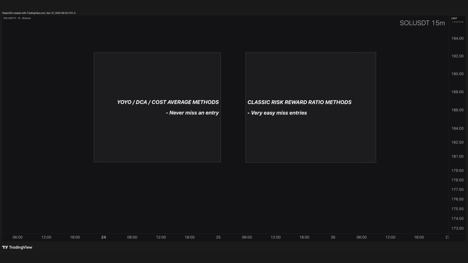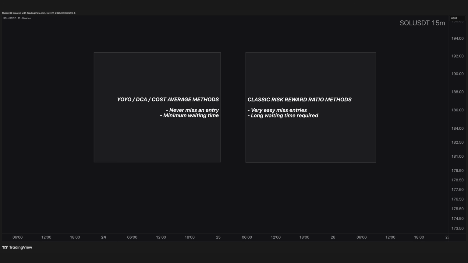So, when you compare DCA cost average methods with the classic reward systems, there are a lot of things to keep in mind. The advantage of yo-yo is that you almost never miss an entry. With the classic reward system, you can easily miss setups. With cost average, you are not waiting. Just set your orders and go about your day. But with reward systems, you have to wait for a specific entry.